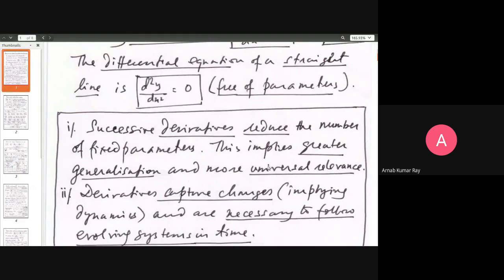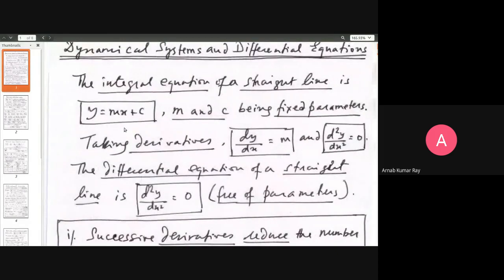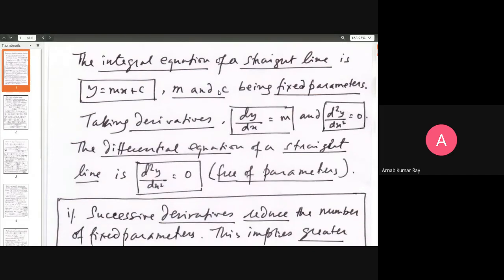So successive derivatives reduce the number of fixed parameters. This implies greater generalization and more universal relevance. What do I mean by that? You see, if I ask you what is the equation of a straight line, if you tell me y is equal to mx plus c, then I shall ask you what is m and what is c. You will also have to be careful enough to provide me the values of m and c. But if you say d2y/dx squared is equal to 0, then that question wouldn't arise. So d2y/dx squared is equal to 0 will satisfy any straight line.